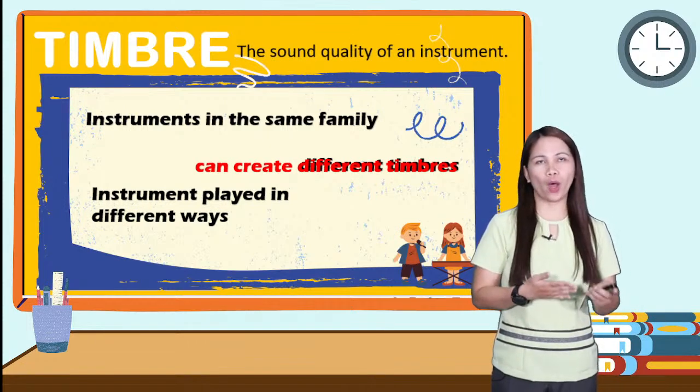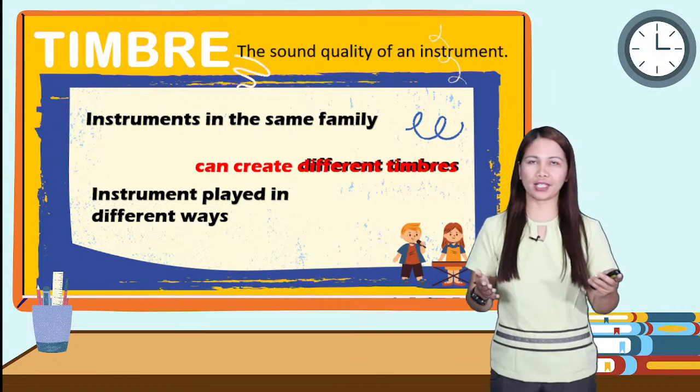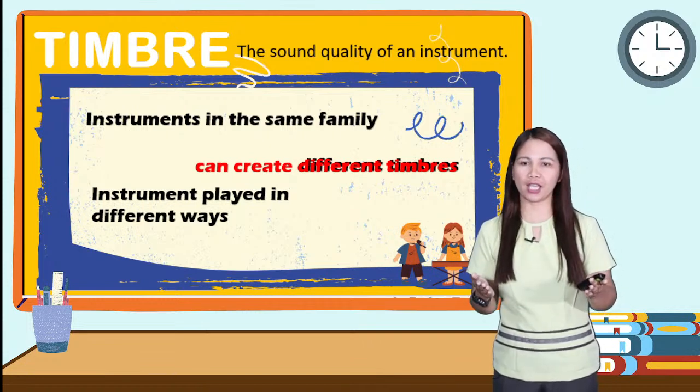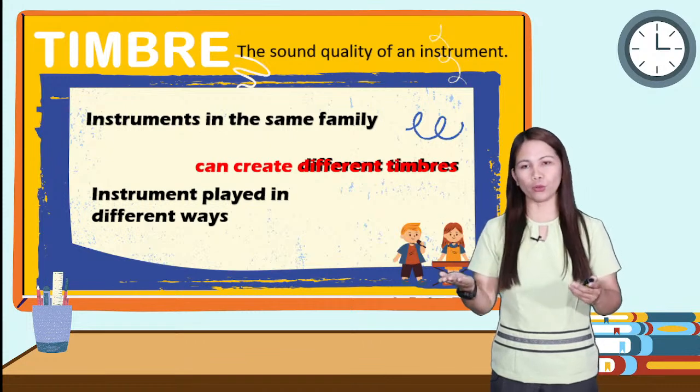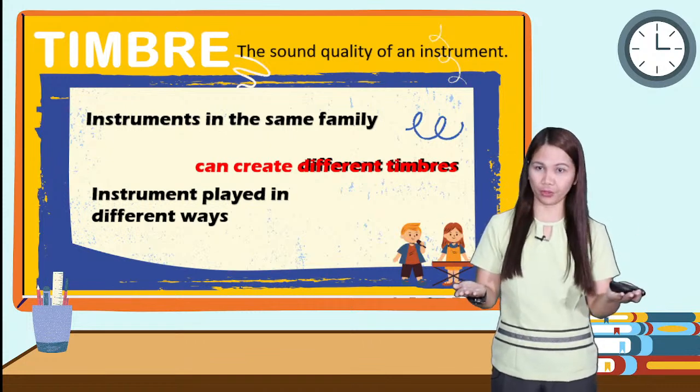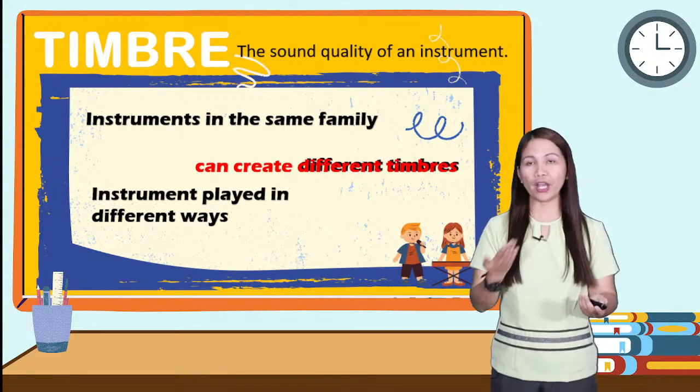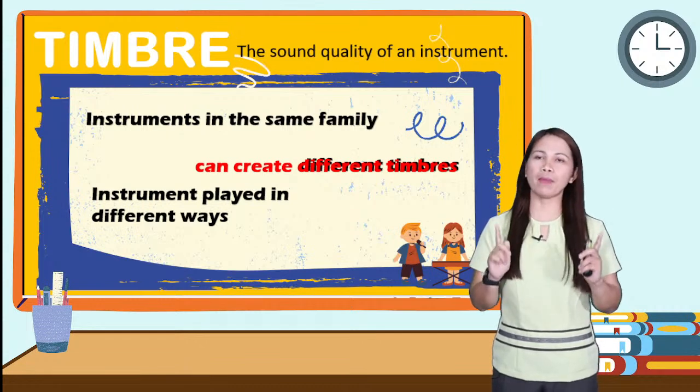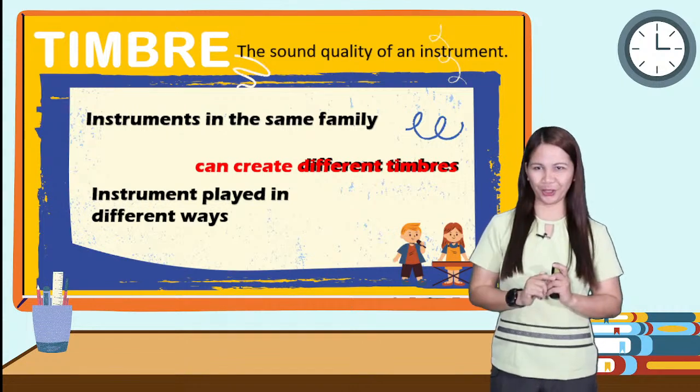Timbre is the sound quality of an instrument. So it's like when you try to differentiate a trombone to a saxophone or a flute to a human voice. And that makes timbre more colorful.